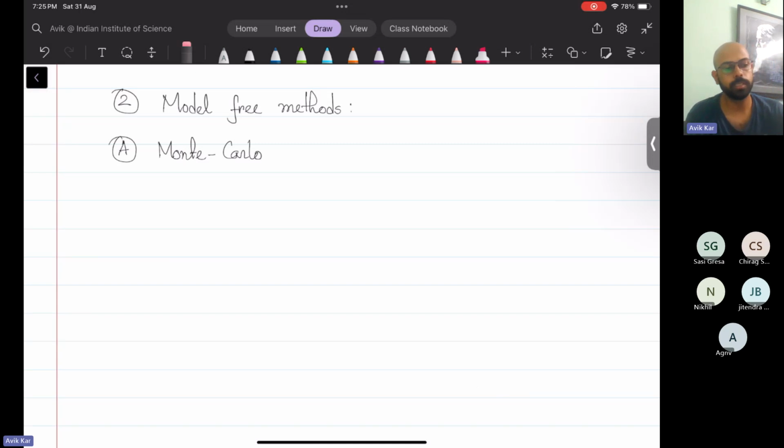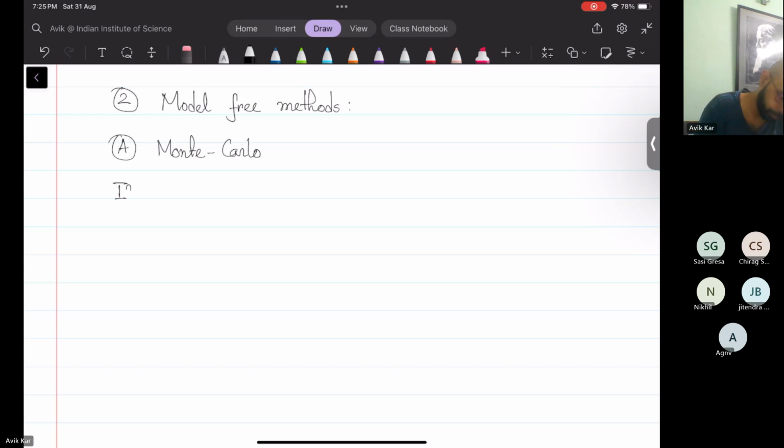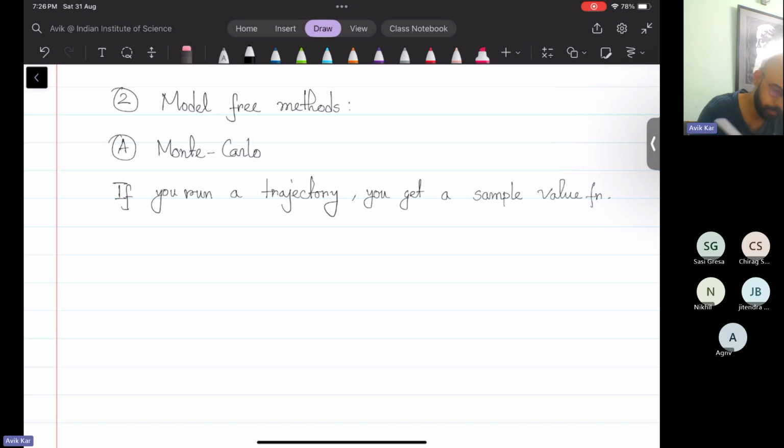Well, so now let us discuss this Monte Carlo method. What is the Monte Carlo method? It says that if you run a trajectory, you will get a sample value function.